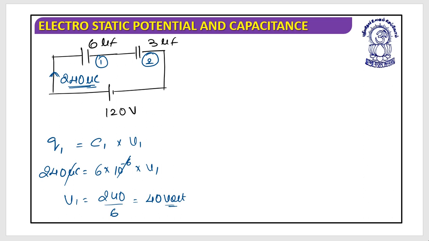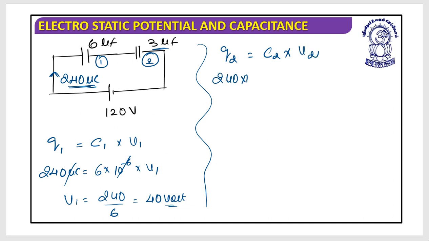Now what about the 3 microfarad? What I can have is Q2 is equal to C2 into V2. This Q2 is 240 into 10 to the power minus 6, and C2 is equal to 3 into 10 to the power minus 6 multiplied by V2. This cancels, and V2 would be equal to 240 by 3. It would be 80 volt. I hope these things are clear.